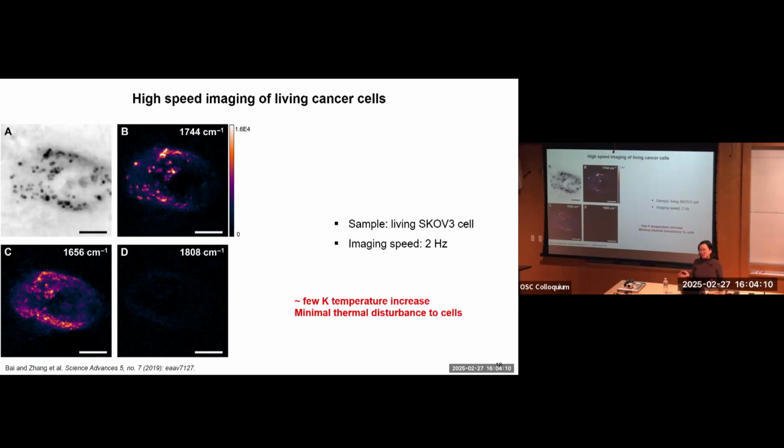Yeah, you may ask that if you do live cell imaging, will the thermal heating process cause some damage to the cells? So through theoretical calculation, we calculated that for the live cells, the temperature increase for this type of laser is typically on the order of a few Kelvin, which is considered to be safe and cause minimal thermal perturbation to the cells.